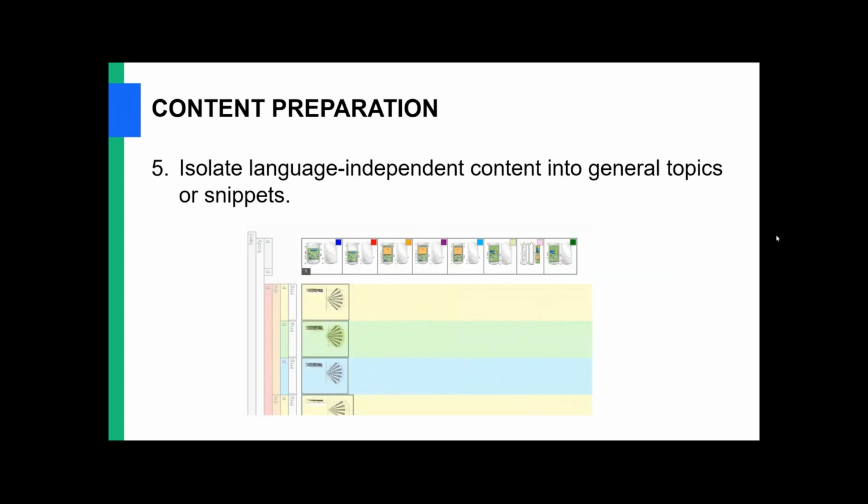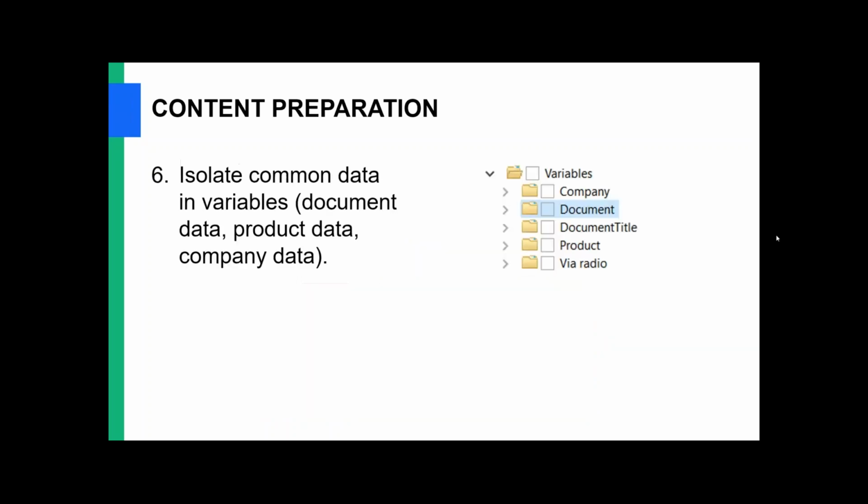Then I isolated into general topics or snippets the content that did not have to be translated. For example, here you can see a topic containing all the images for the front page of the document. This way, the author finds all the images in just one place, so it is easy and fast to use. And then the last step, I isolated in variables all the common data, that is document data, product data, company data. But it is pretty obvious.